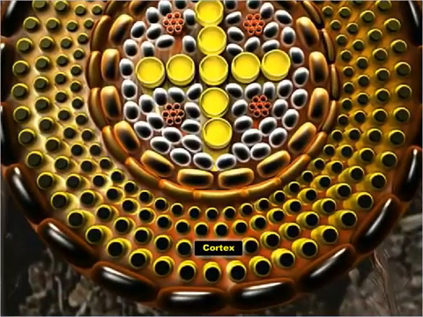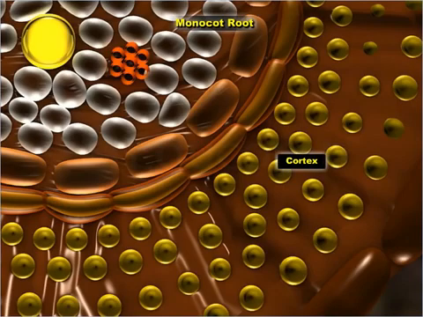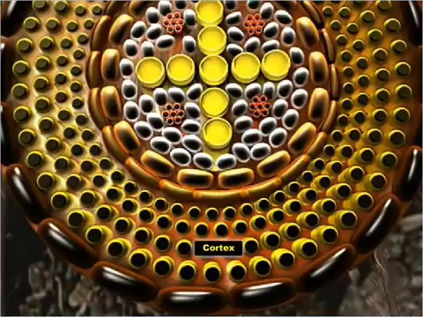The cortex lies between the epidermis and the endodermis and is composed of several layers of thin-walled parenchymatous cells. Unlike in dicot roots, the cortex of monocot roots is composed of thick-walled parenchymatous cells. The main function of the cortex is storage of food in the form of starch.